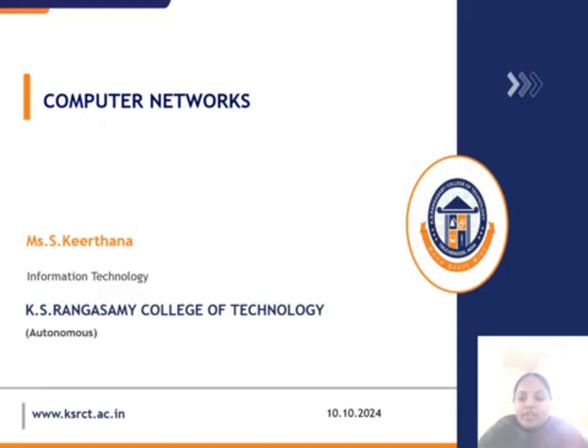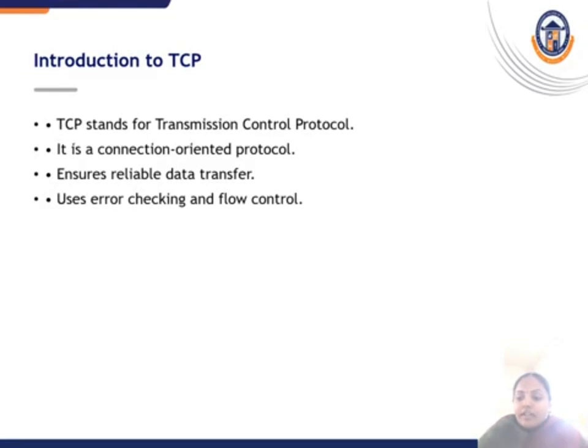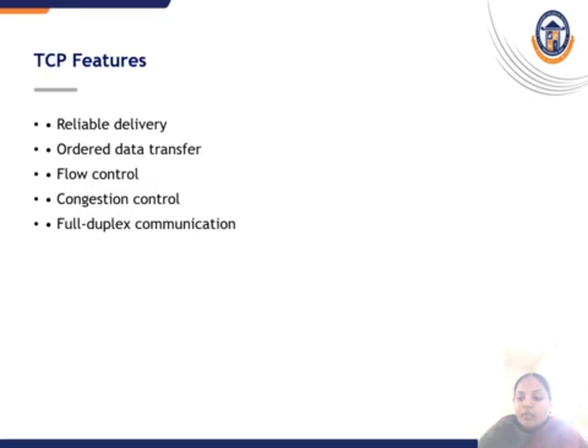Today, I'm going to explain the most critical components of modern networking, that is TCP connection and TCP congestion control. The introduction to TCP. TCP stands for Transmission Control Protocol. It is a connection-oriented protocol. It ensures reliable data transfer, uses error checking and flow control. This is foundational to how reliable communication works over the internet.